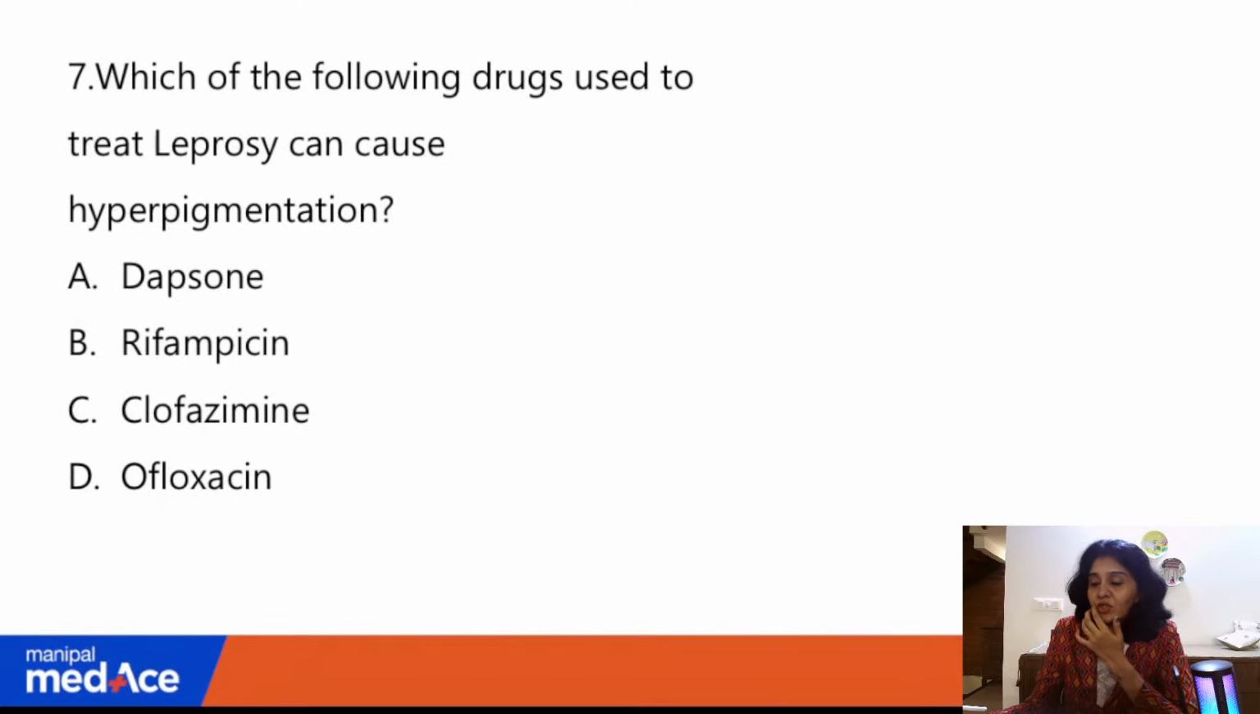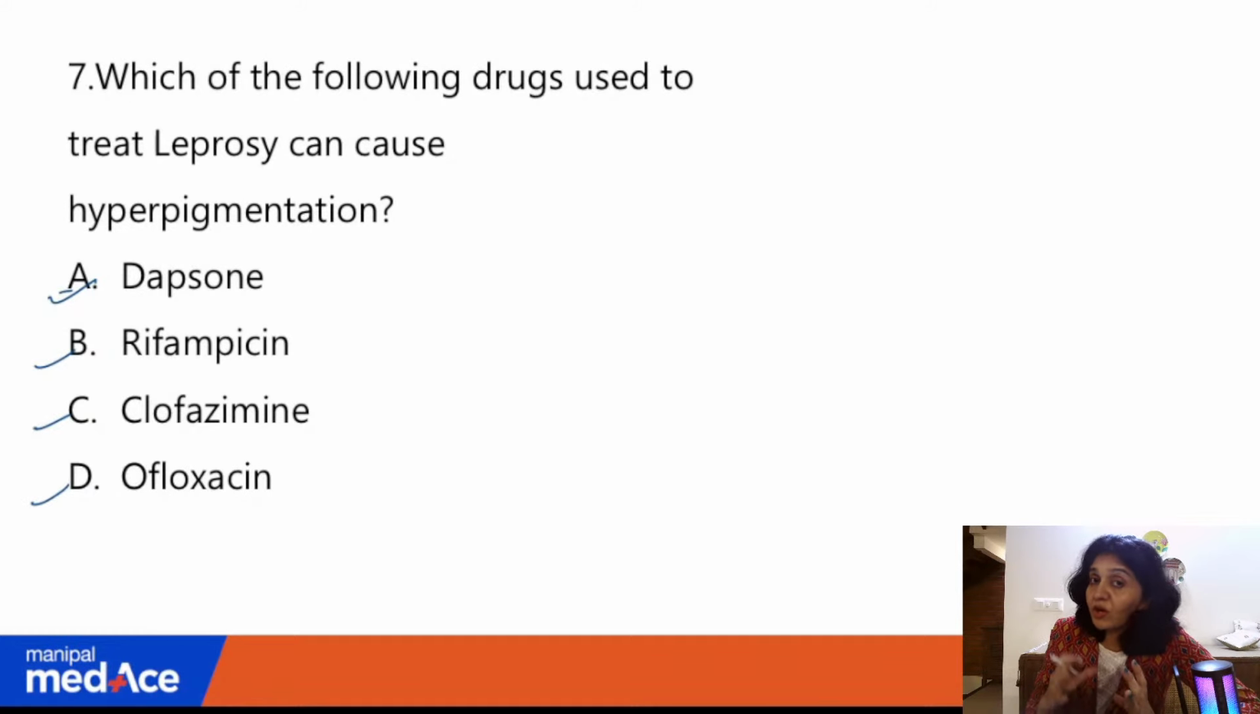Moving on to the next question. This is leprosy. Again, we study leprosy in dermatology in detail. Dr. Shimona has explained in detail, and pharmacology, plus in community medicine also you study the programs. So what is the question asked here? Which of the following drugs used to treat leprosy can cause hyperpigmentation? The options given are dapsone, rifampicin, clofazimine and ofloxacin.